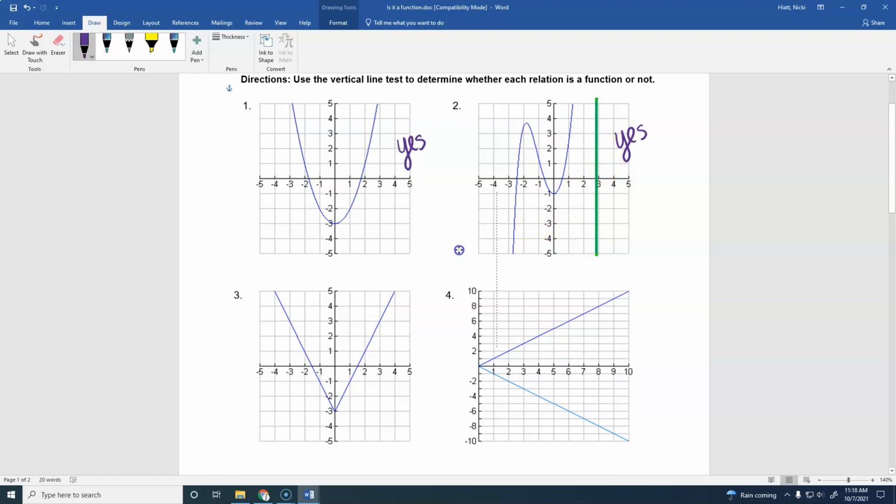So that's a yes. Easton, what do you think for number 3? It is a function. You are correct. This one's a yes. So 1, 2, and 3 should all be yeses. All right, Julian, what do you think about 4?